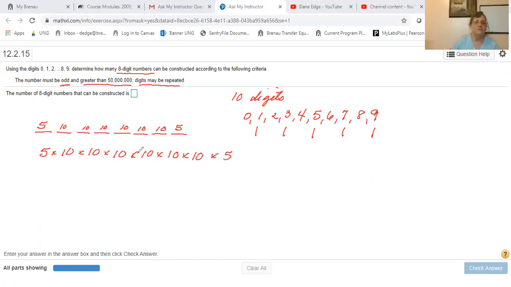1, 2, 3, 4, 5, 6, 7, 8. Okay, so 5 times 5 is 25, times 10 raised to the 1, 2, 3, 4, 5, 6, which should be a 1 with 6 zeros, which is a million. So 25 times 1 million would be 25 million. And that's going to be the answer to the question.